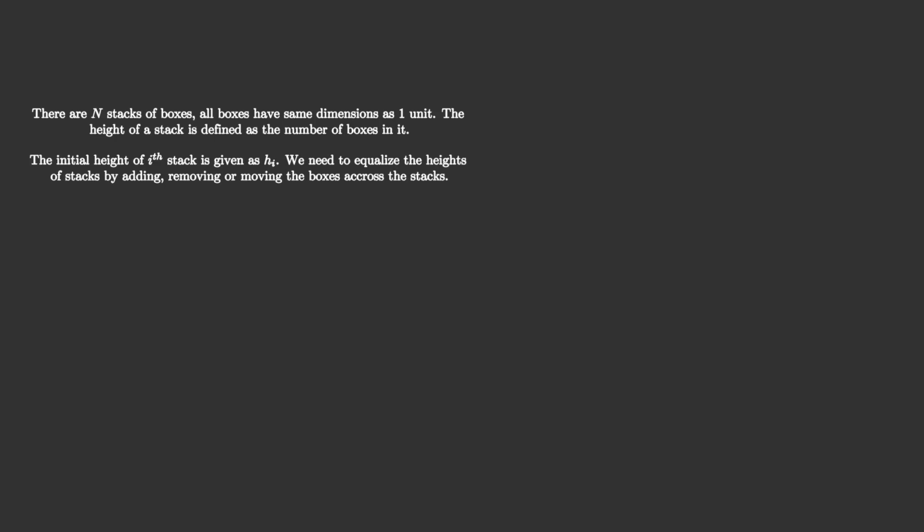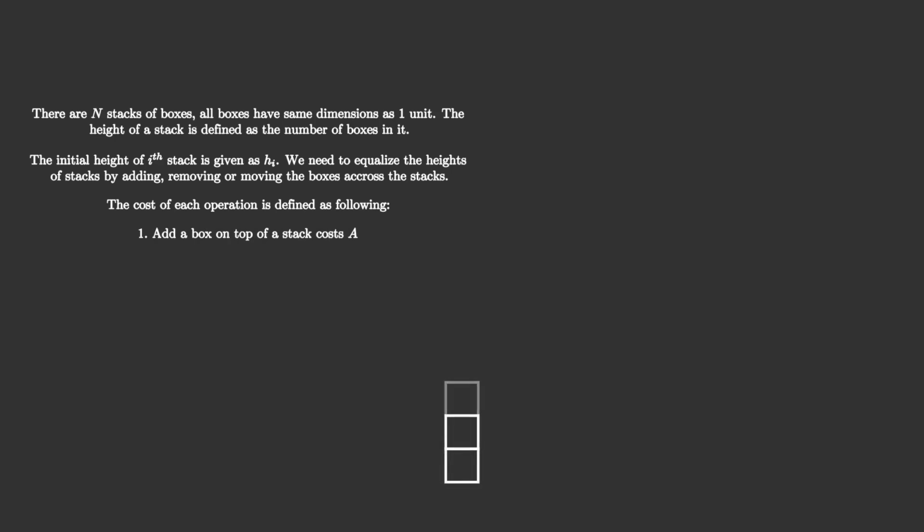We need to equalize the heights of stacks by adding, removing or moving the boxes across the stacks. The cost of each of these operations is defined as follows. The first thing is, if we add a box on top of a stack, it costs us a. So in the example, if we have 2 boxes and we add another box on top of it, it costs us a. The second thing is, if you remove a box from the top of a non-empty stack, that costs us r. So we have 3 boxes in this stack, we remove the top one, it will cost us r.